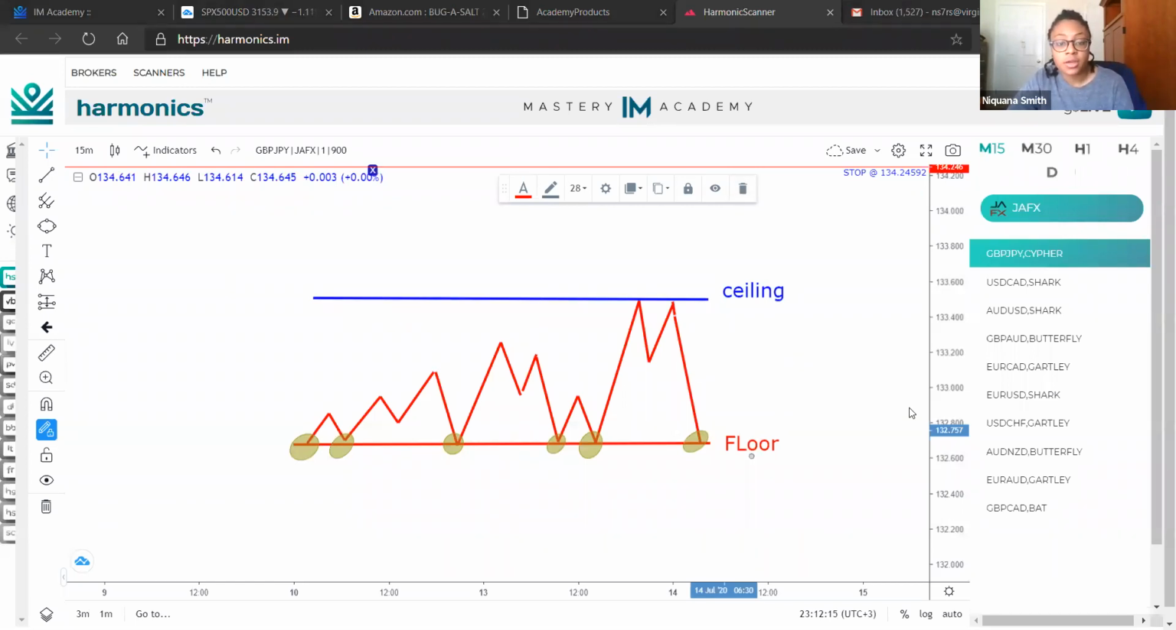Cool. So it's the same thing for here. You have the ceiling. Price only respected it 2 times in this example. So I wouldn't consider it a strong ceiling, a strong resistance. Let me actually put that.